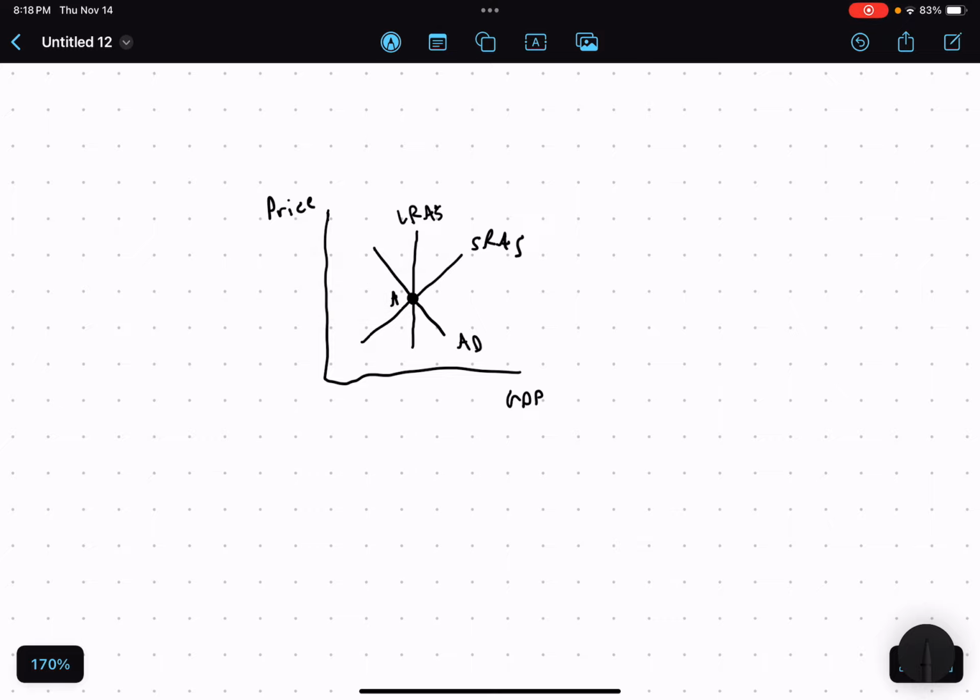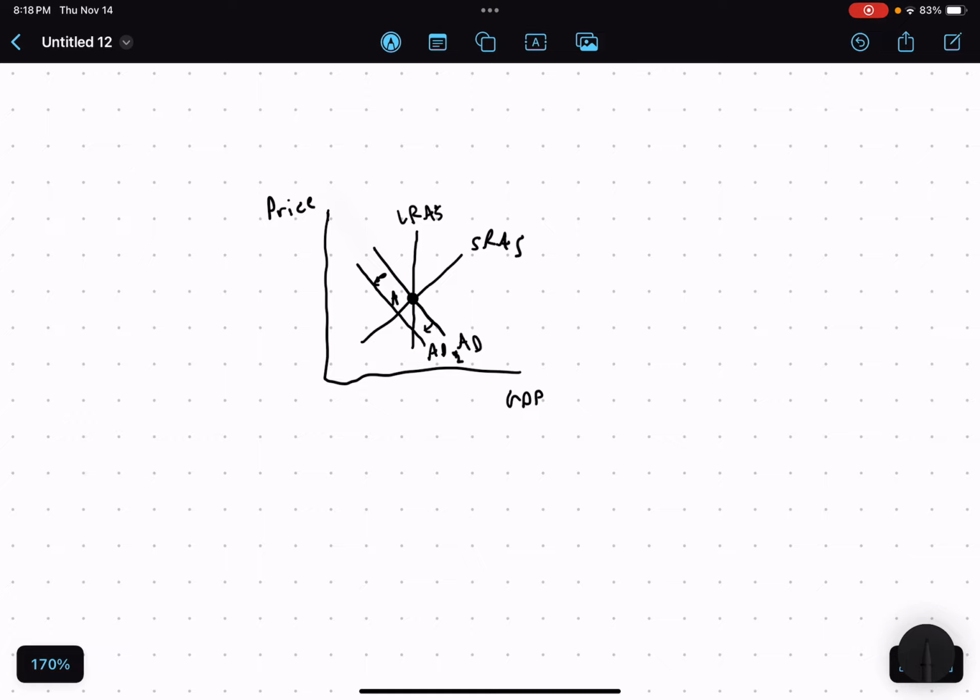So to describe a recessionary graph, we either have to shift the short-run aggregate supply curve to the left or aggregate demand to the left. In this scenario, I'm going to shift the aggregate demand curve to the left. And so when I shift the aggregate demand curve to the left over here, you get aggregate demand number 2.